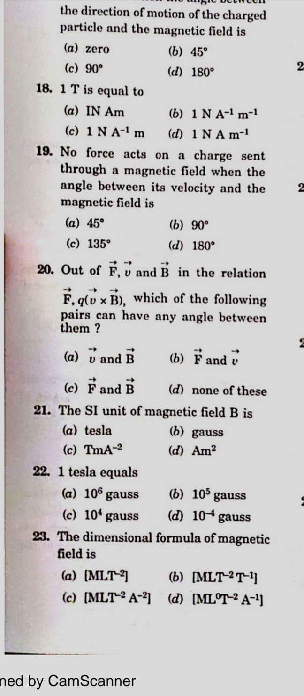Next one: in the QVB relation, which of the following pairs can have any angle between them? Any angle between them. So what will be the angle between them? Then it will be F and V. It will be F and V.